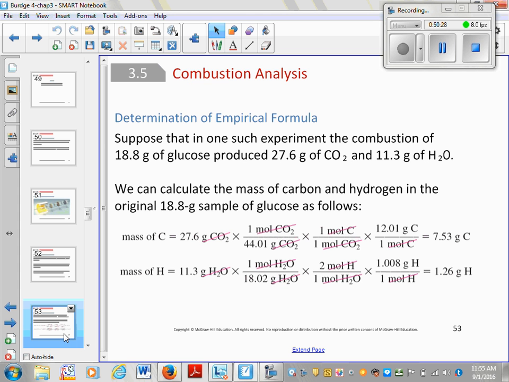If we add this, it's 8.79 grams total. But our sample was 18.8 grams. So I'm missing some. What must it be? The oxygen. Before we said we couldn't tell where the oxygen came from, but now we can. If there was no oxygen in the sample, this would have added up to 18.8. So we're going to subtract these. Well, actually, I need 8.8. And we end up with 10 grams of oxygen.